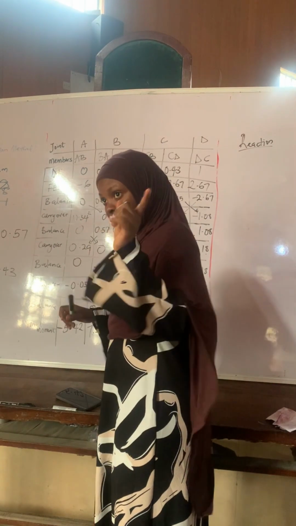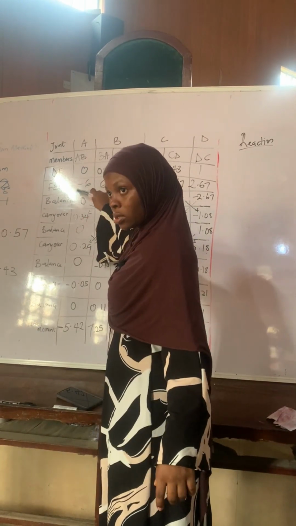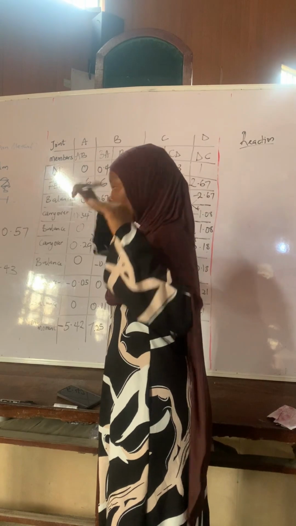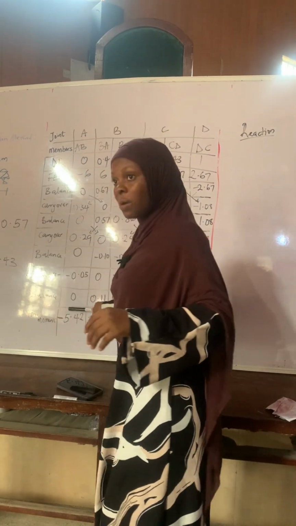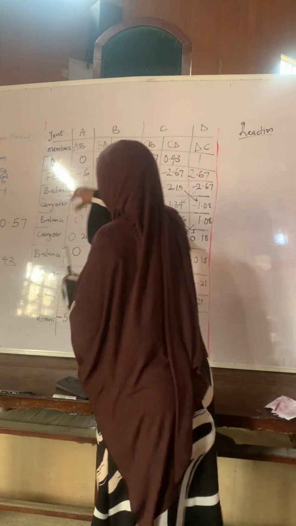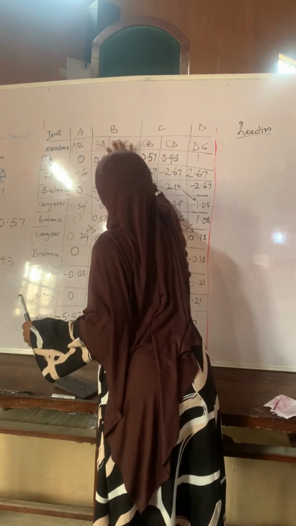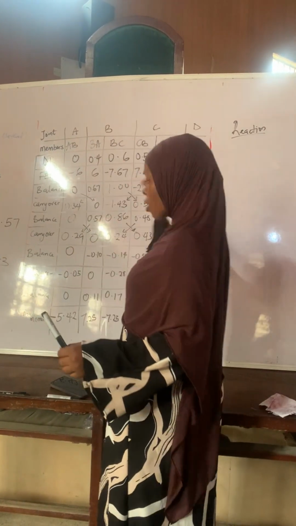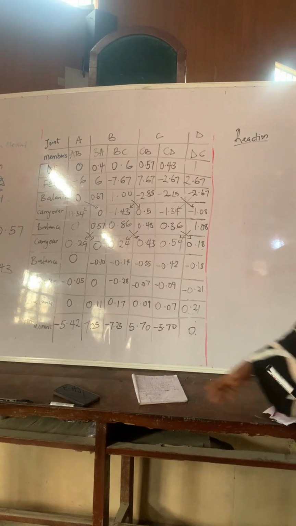No, not from the distribution factor. From your fixed end moment. You're not adding your distribution factor. You're adding from your fixed end moment to the balanced moment. So from here downward, leave all this one out of it. Everything downwards like this, you add it to get your final moment.